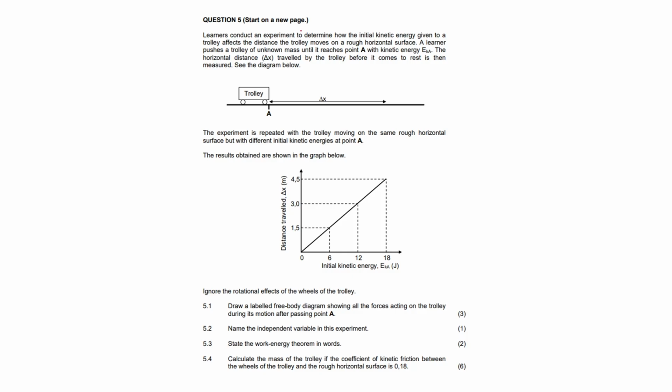Hi guys, let's take a look at this question where learners conducted an experiment to determine how initial kinetic energy given to a trolley affects the distance the trolley moves on a rough horizontal surface. The learner then pushes a trolley of unknown mass until it reaches point A with kinetic energy EKA. The horizontal distance x traveled by the trolley before it comes to rest is then measured.